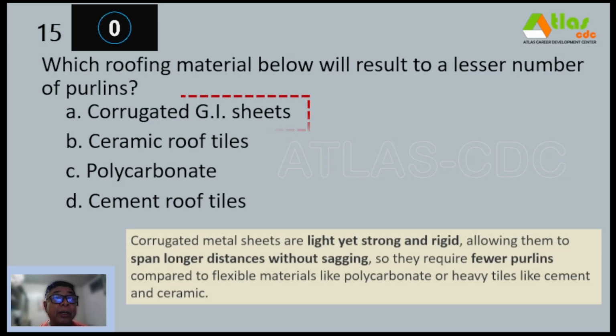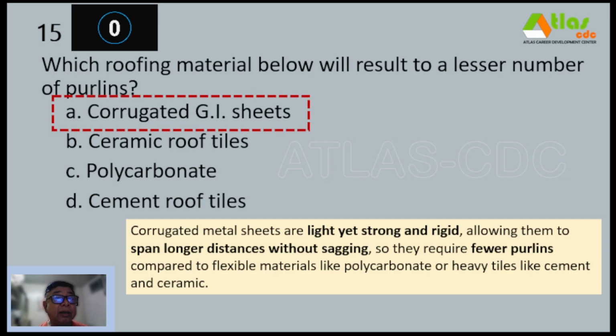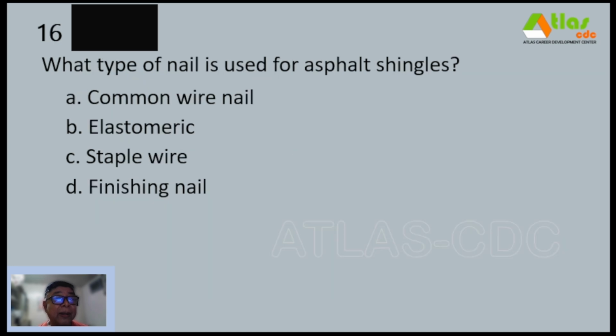And our correct answer is letter A, corrugated GI sheets. So corrugated metal sheets are light yet strong and rigid, allowing them to span longer distances without sagging. So they require fewer purlins compared to flexible materials like polycarbonate or heavy tiles like cement and ceramic.